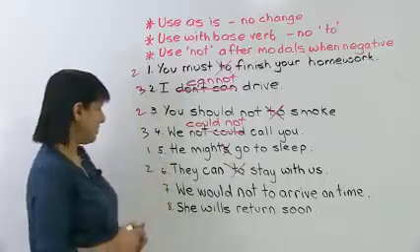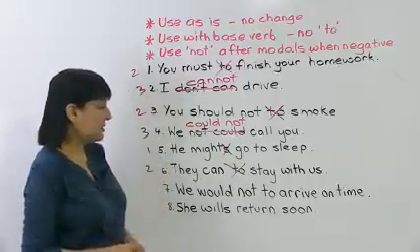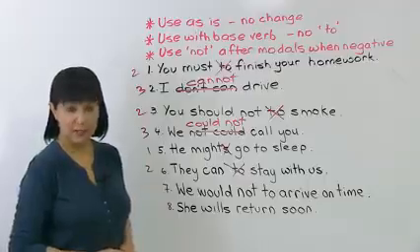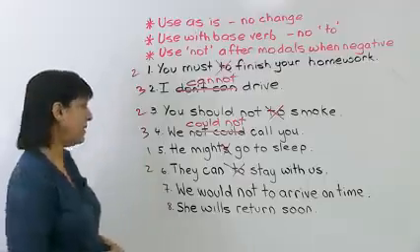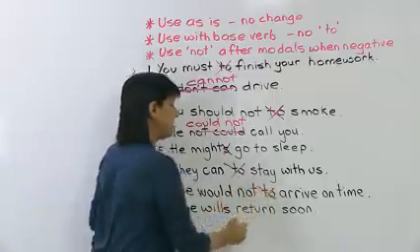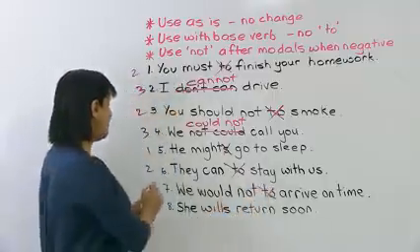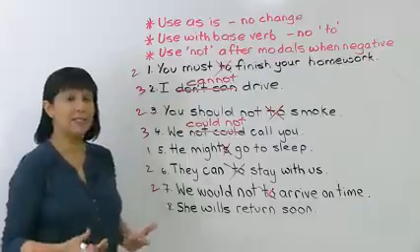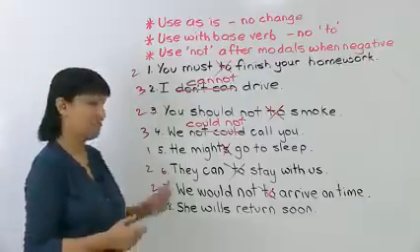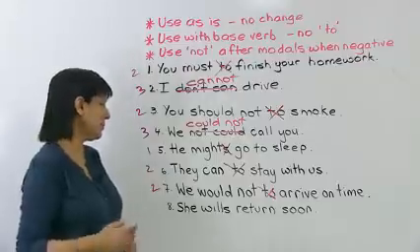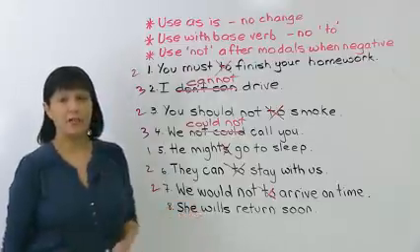All right, number seven. We would not to arrive on time. Again, you want to take out this to. And the reason why this keeps happening is because this is the most common mistake. All right, so that's why I have more of those here for you to review. We would not arrive on time.